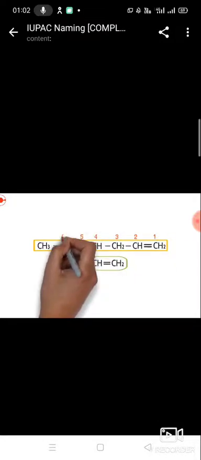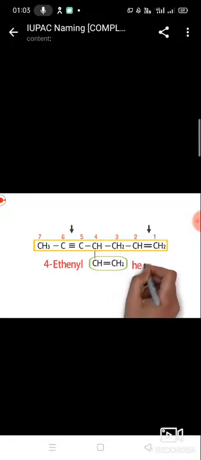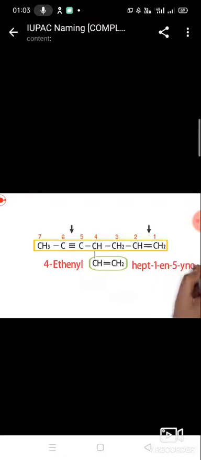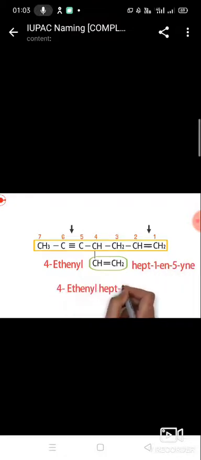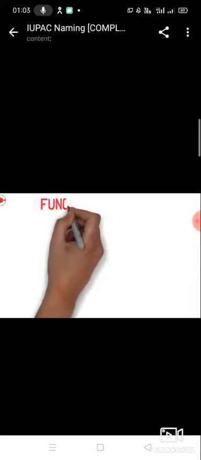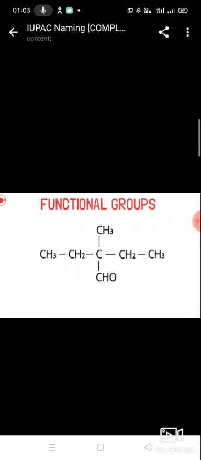So we have to give the name starting from 1, 2, 3, 4. In this, the first carbon has a double bond. On the fourth carbon, the attachment is ethylidene. Directly attached is ethylene, and the fifth carbon atom has a triple bond. So on the fourth carbon atom, ethynyl is present, with a straight-line heptane, and on the first carbon 1-ene, and on the fifth carbon 5-yne.